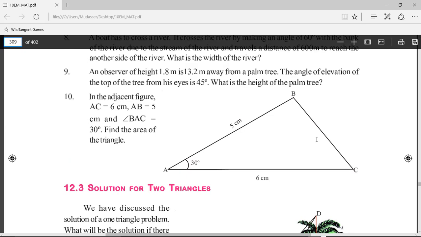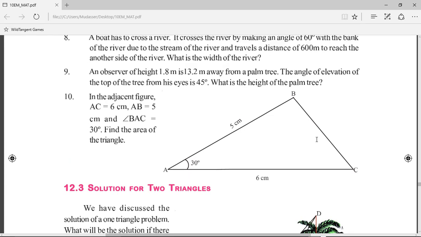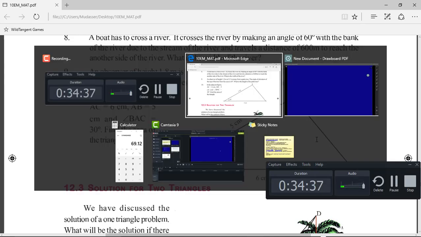The question says an observer of height 1.8 meter is 13.2 meters away from a palm tree. Again, for problem solving purpose, we will draw a palm tree as a straight line here. So let's say this is the palm tree, and this is the observer here. I'll just name it as AB. So observer AB is looking at a palm tree CD. I've named the palm tree as CD.